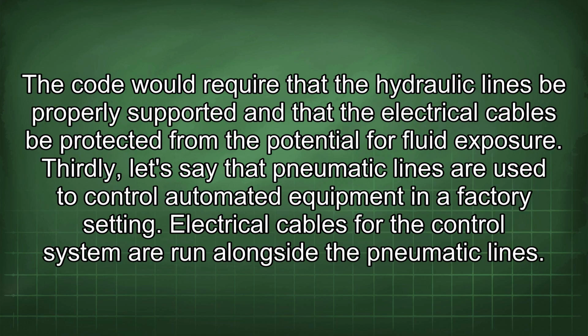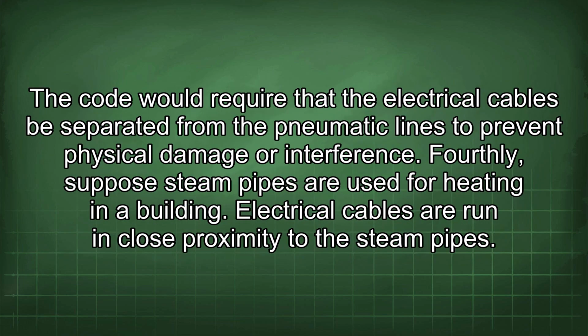The code would require that the hydraulic lines be properly supported and that the electrical cables be protected from the potential for fluid exposure. Thirdly, let's say that pneumatic lines are used to control automated equipment in a factory setting. Electrical cables for the control system are run alongside the pneumatic lines. The code would require that the electrical cables be separated from the pneumatic lines to prevent physical damage or interference.